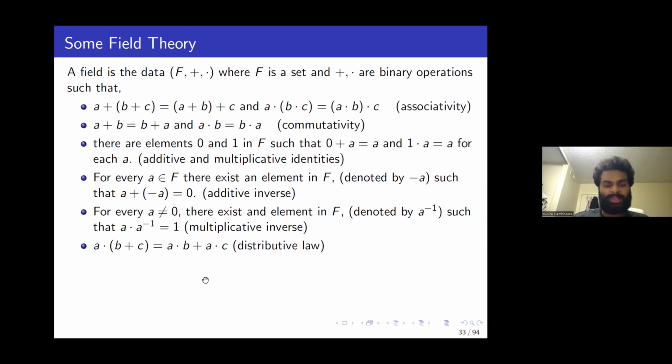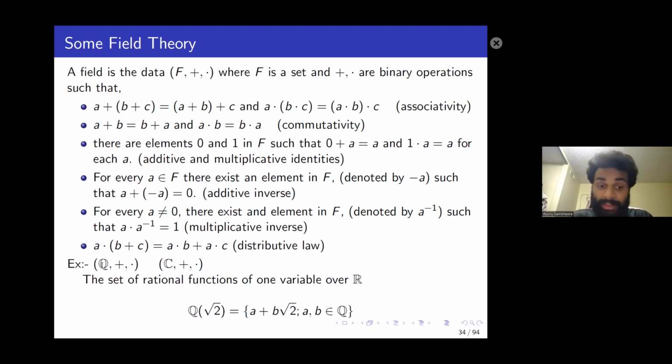I'm sure when I say this definition clearly, a couple of examples must have popped into your head, right? Real numbers is a field, clearly. Complex numbers is a field. And rational numbers is a field under usual addition and multiplication.